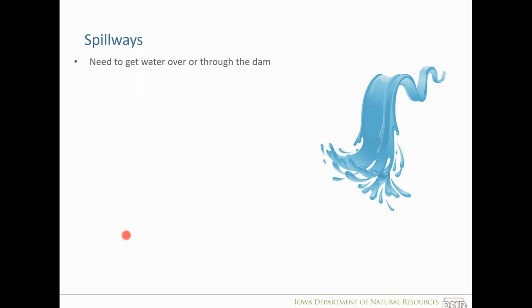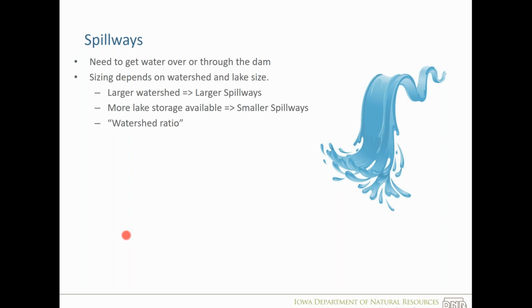So let's talk a little bit about spillways. Spillways obviously are needed. We've got to get water over or through the dam. And spillway sizes you'll see vary a lot from dam to dam. And why is that? Why don't we just have one size? Well, it depends a lot on the watershed size. How much water do we have draining into our lake? The larger the watershed, typically we're going to need larger spillways. However, if we have more lake storage available, we can have smaller spillways. I'll show a demo of that in a minute.